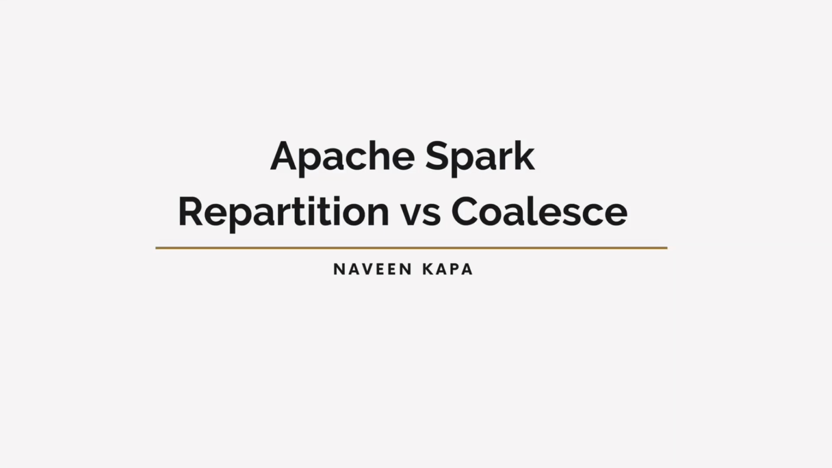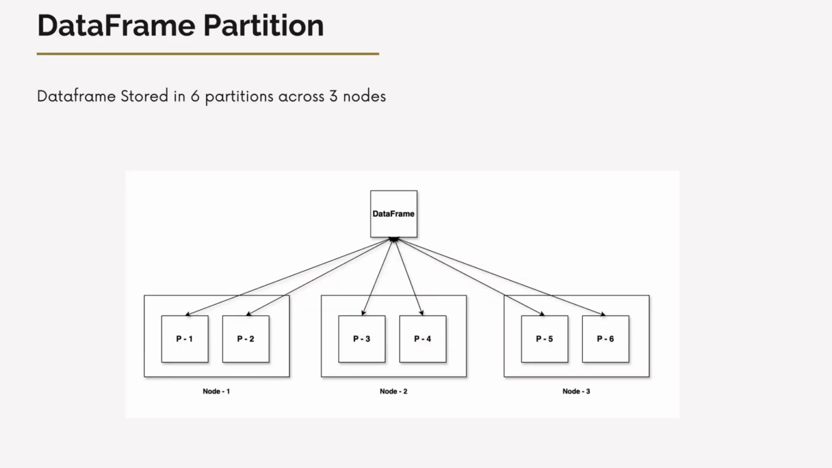Hi everyone, welcome back. In this video, we'll try to see the difference between repartitioning and coalesce in Apache Spark. First, let's try to see how partitioning works in Spark. Whenever Spark reads data from a data source, it tries to store the data in multiple partitions. As shown in the video, this data frame has 6 partitions stored across 3 nodes. Partition 1 and 2 on node 1, 3 and 4 on node 2, 5 and 6 on node 3.